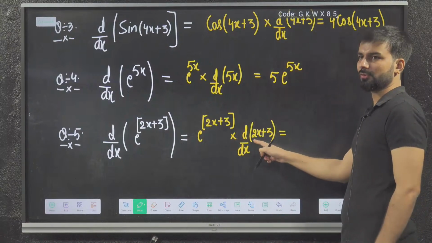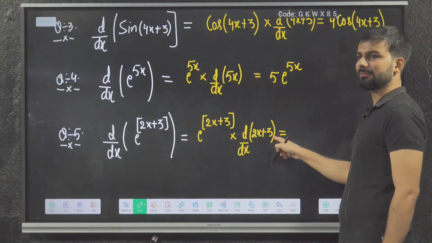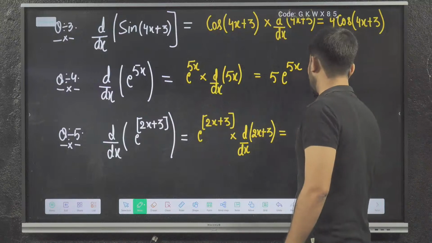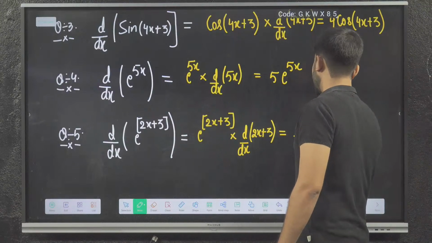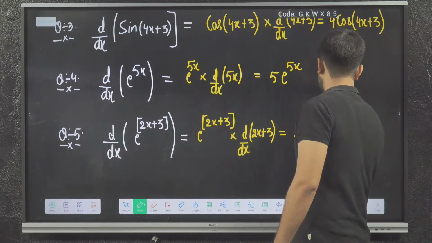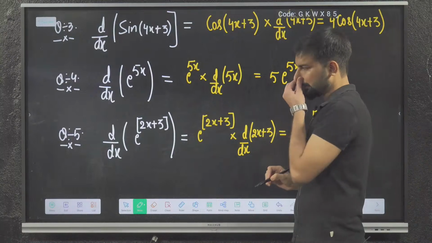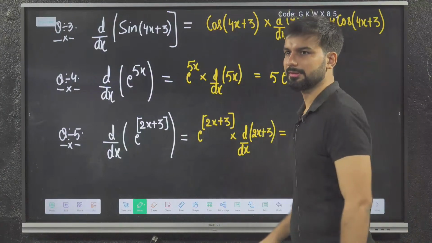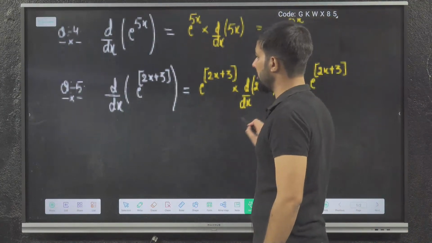What is the differentiation of 2x? 2. Differentiation of 3 will be what? 0. So what is my final answer? 2 into e power 2x plus 3. Right? I hope this is clear to everyone. Shall I ask one question based on log?